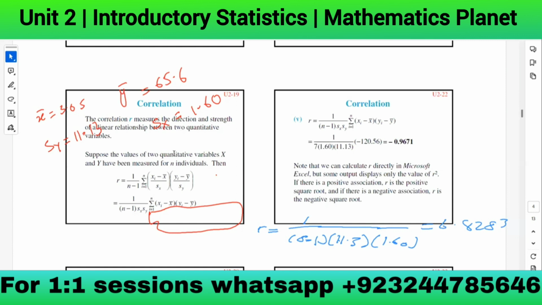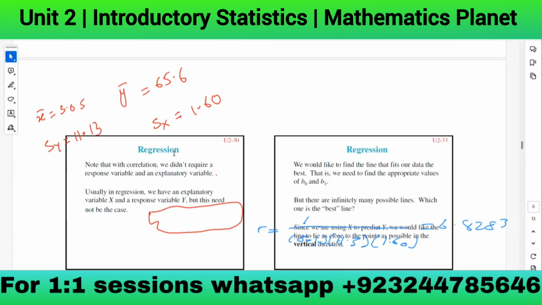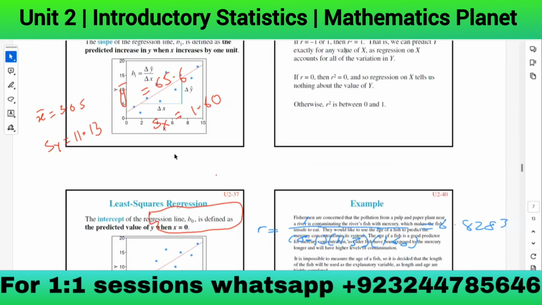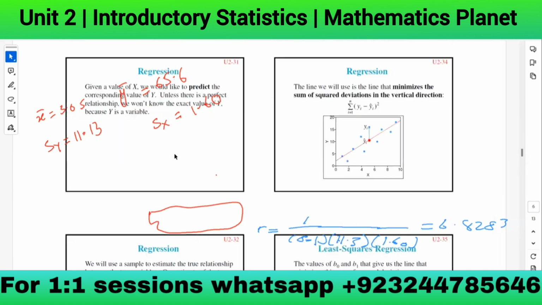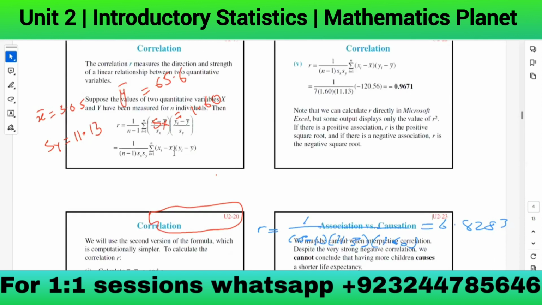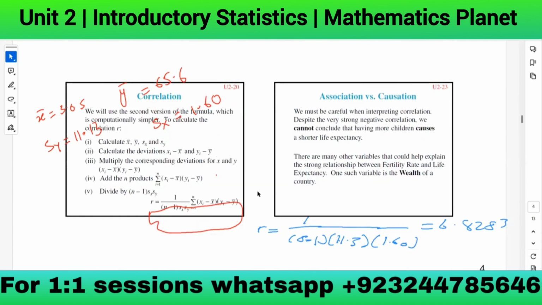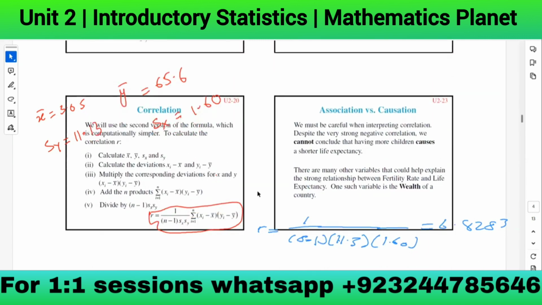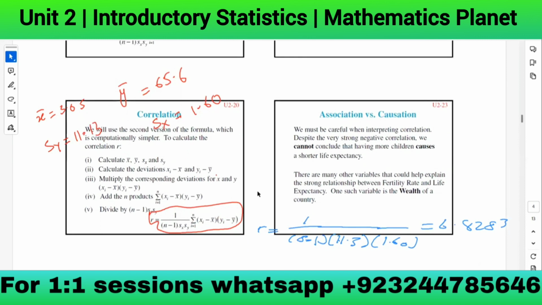There is some mistake. It's not only 1 in the numerator. Wait a minute, let me do it for you. What is happening in the formula is, see, this is the formula. It says summation of x minus x bar. So here you have to write the summation of xi minus x bar, yi minus y bar.